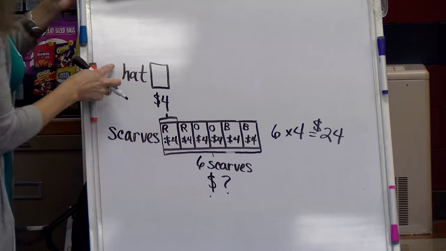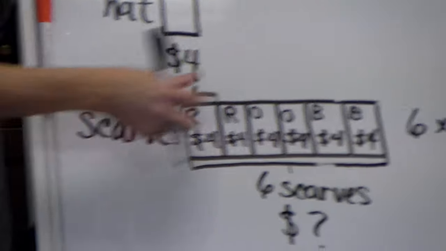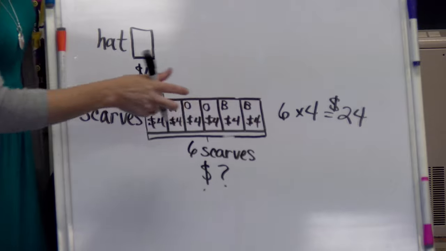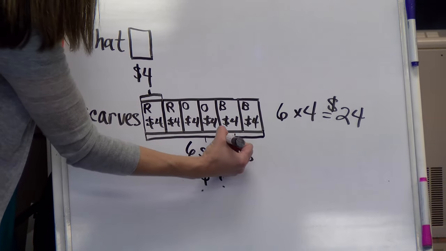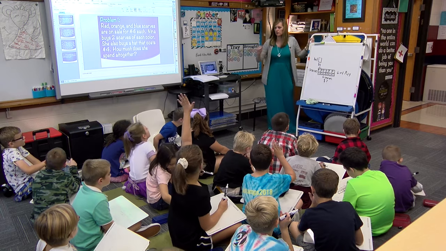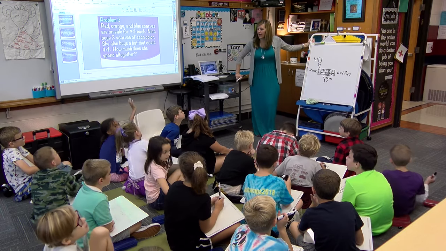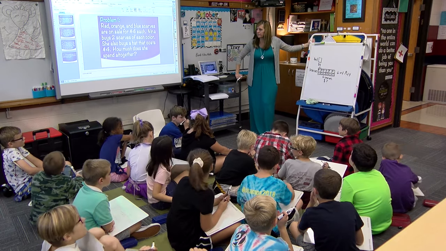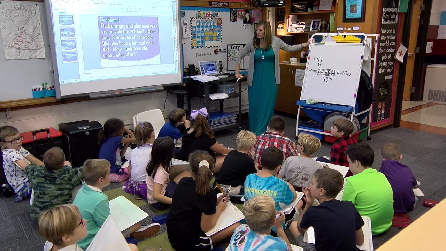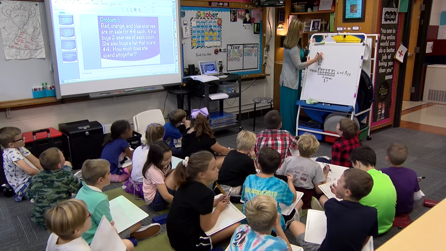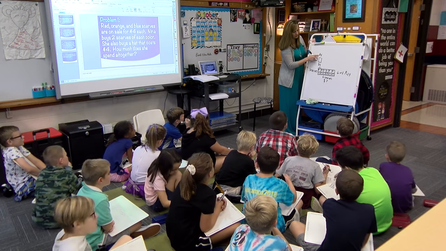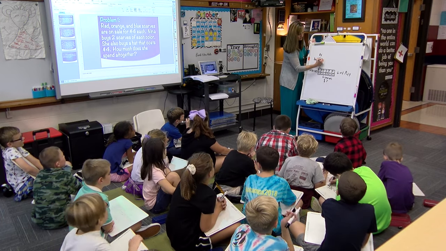These represent scarves, so we're going to have to start labeling our tape diagrams from now on whenever we complete a two-step problem. What do I know about that hat other than there's just one? Ben, what else do I know about the hat? $4. It costs $4 also. So right here, I'm going to have my $4 value. I'll just label it in there with $4.